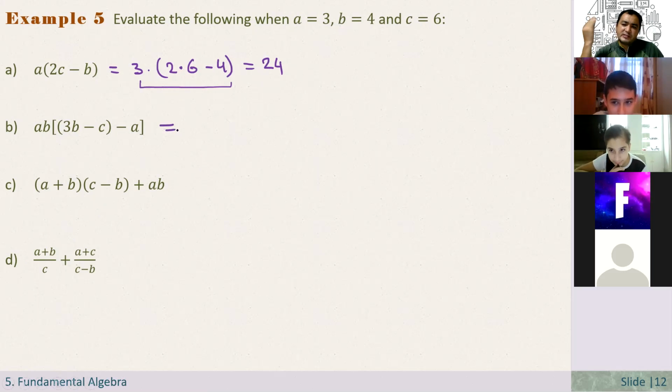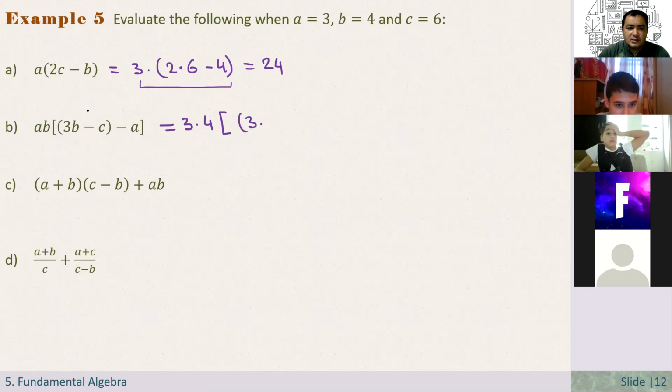Again, guys, it is a very simple idea, right? The technique: if you need to evaluate the value of an algebraic expression, and the values of the variables are given, first you have to substitute, and after that simplify or evaluate. That's it. So here A is given, that is 3, B is given, that is 4. Open bracket. Here we have 3 times B, B equals 4, minus C, it is 6, minus A, which is equal to 3. That's the first step, substitution, right?